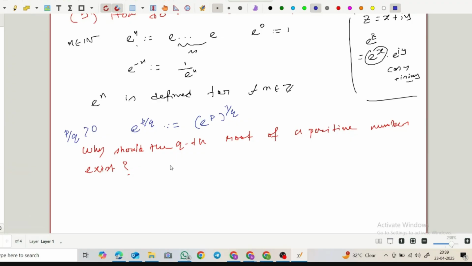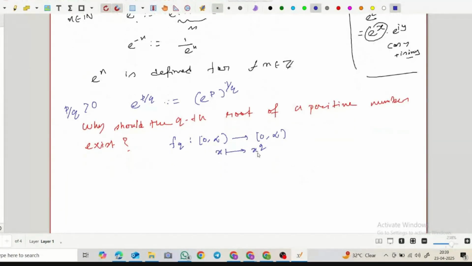So now what we do is that we define a function f_q from 0 to infinity to 0 to infinity, you send x to x to the power q. Now see, x to the power q is defined, right? Because q is an integer, p and q belong to natural numbers. You can define x to the power q just by taking the product of x, q times.